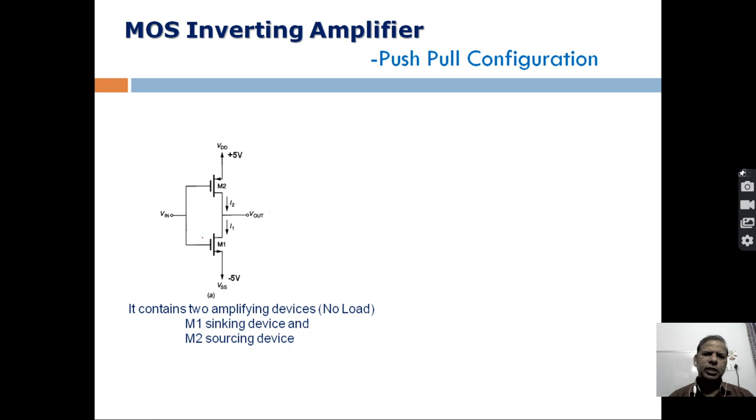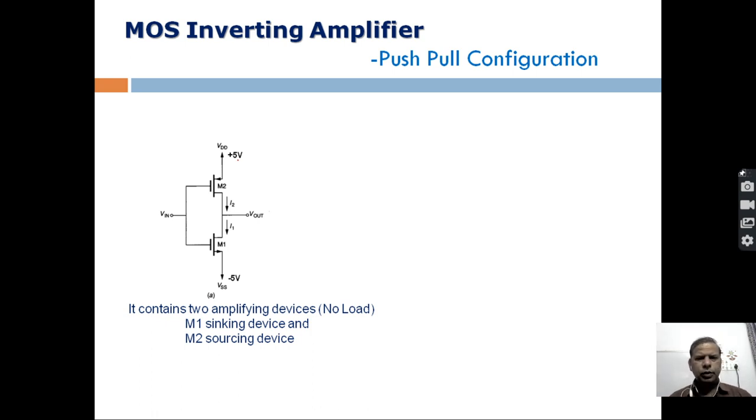So this M1 acts as a sinking device. We call it a sinking device because one terminal of this device is connected to the most negative voltage in the circuit, and the most negative voltage in the circuit, for example, is -5 volt. This M2 is called a sourcing device because one terminal of this device is connected to the most positive voltage, which is VDD, and it is +5 volt, right? So now we will discuss its operation in brief.